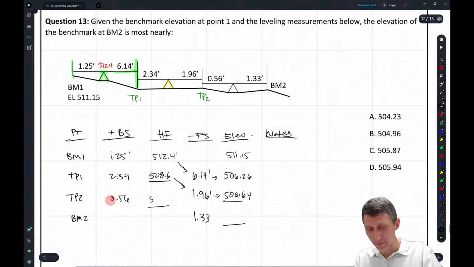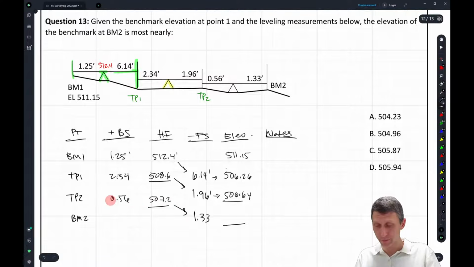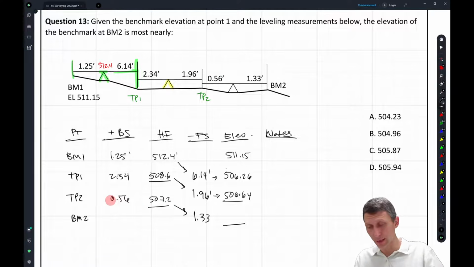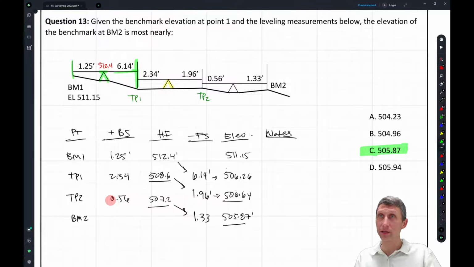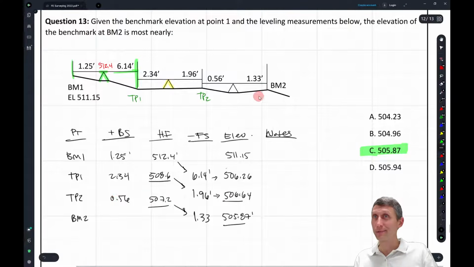We have 507.2, and then we're going to subtract off 1.33, and I got 505.87 feet. So when we're all said and done, that's the elevation of this benchmark.